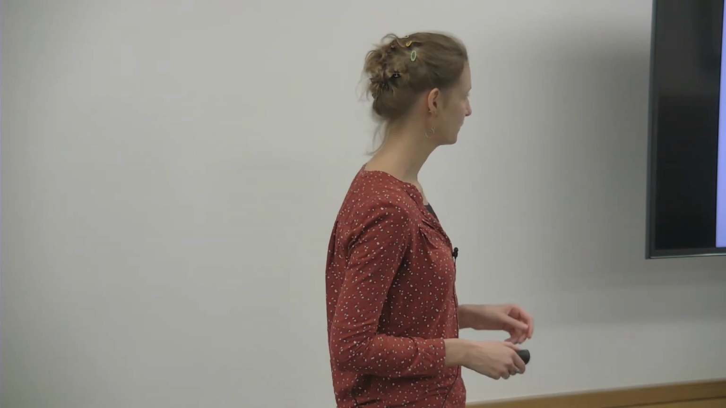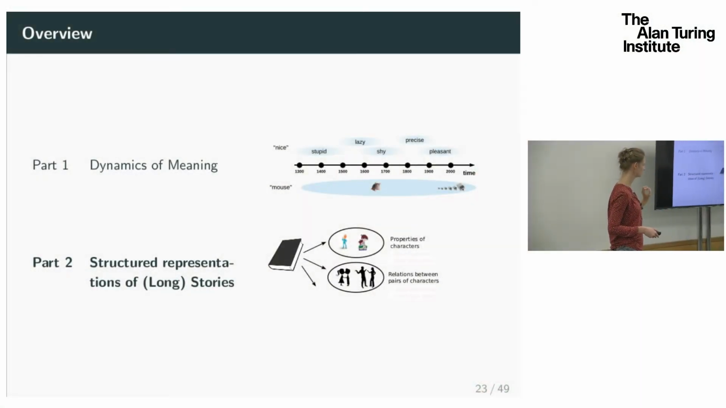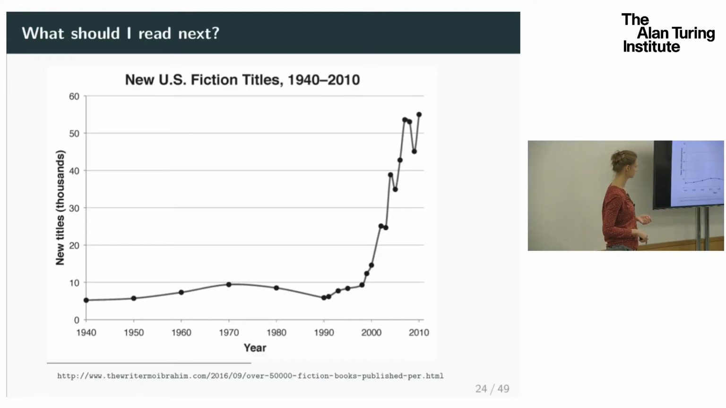Then on to the next part, which is a total cut, a total new problem, a total new framework. Now we move on to how we can induce structured multi-view representations of long texts, and in particular stories in fiction novels. Why is this an important problem? Here I show you a graph of the number of US fiction titles published between 1940 and 2010. We can see a dramatic increase from the mid-1990s when the internet came along and self-publishing became a lot easier. So there's no way to keep track of all the new titles being published nowadays.